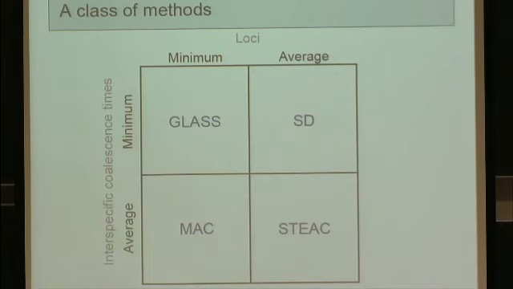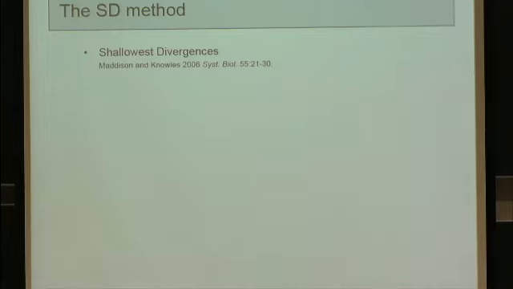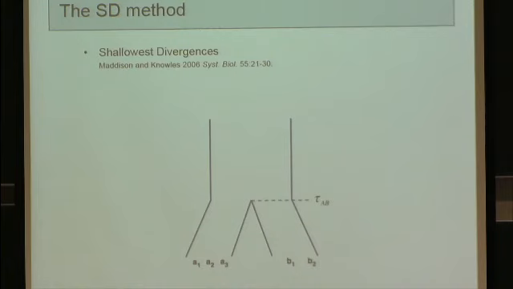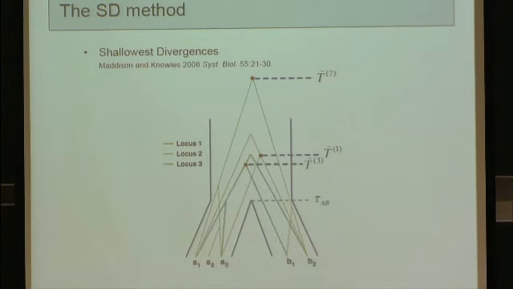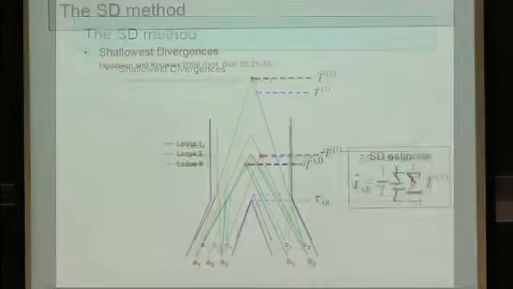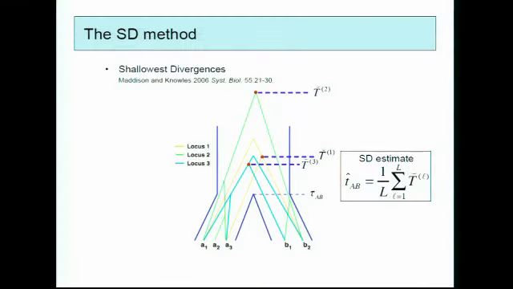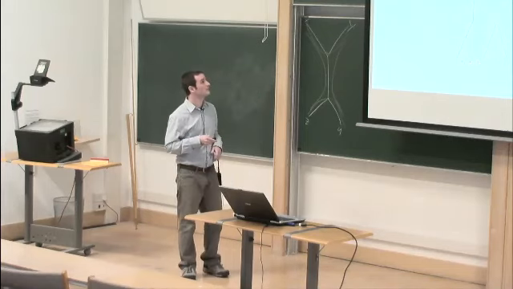Just to specifically discuss how each of these works, first the shallowest divergence method. Like the glass method, we first find the time to the first interspecific coalescence at each locus. We do that for all loci, except unlike in the glass method, where we take the minimum of these times, we take the mean. As you can see, this should be a little bit more robust to problems where gene trees are incorrectly inferred because we're averaging instead of just taking the minimum.